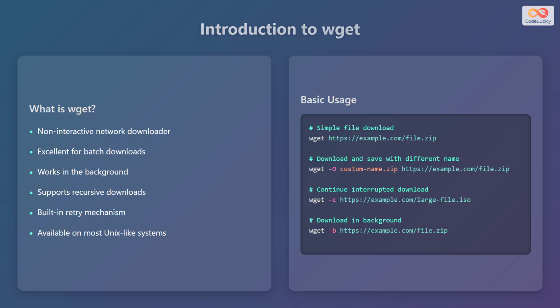For a simple file download, type wget followed by the website address. To download and save with a different name, type wget -O followed by the custom name, and then the website address. To continue an interrupted download, type wget -c followed by the website address. To download in the background, type wget -b followed by the website address.